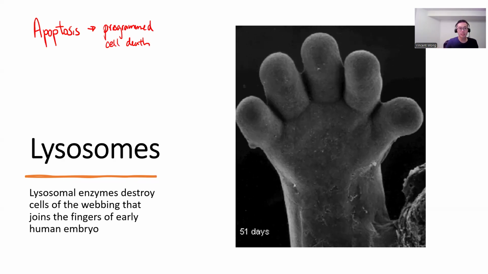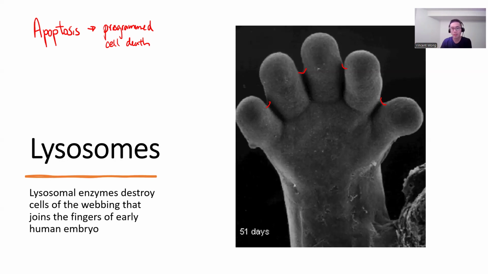Sometimes this programmed cell death is part of normal development. When we were growing as a fetus, there are webs between our fingers. You can see the webs here, right? And of course, a baby is not born with webs between the fingers. So where do all the web cells go? Well, they die, right? The lysosomes in them release the enzymes and they kill those cells off. Apoptosis, programmed cell death. Okay?